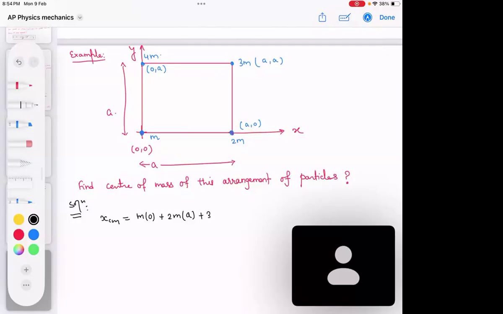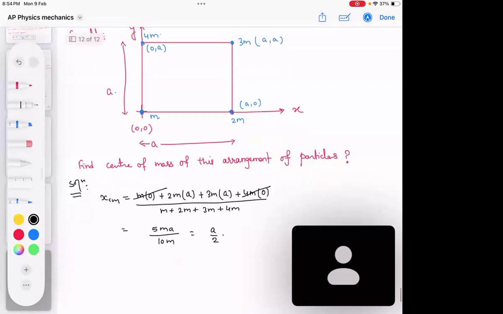Next, 3m mass, if you are calculating a, 4m mass 0, divided by m1, m2, m3 and m4, isn't it? If you calculate it, this is 0 and this is 0, right? 2 plus 3, 5m we have, and 4, 3, 7, 2, 9 and 1, 10m we have. So we got a by 2. That means the x coordinate of the center of mass of this arrangement is a by 2.